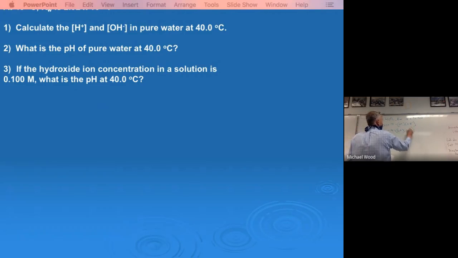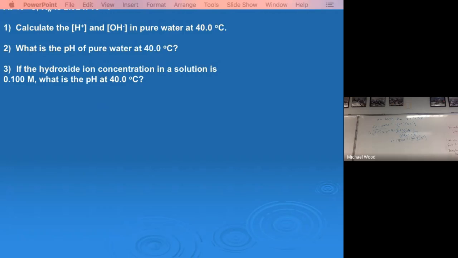Well, if it's a neutral solution, it's pure water, these two would be equal. So they're X times X, which is X squared. So what I'm going to do is I'm going to take the square root of that. If I take the square root of that, it gives me to 3 sig figs 1.71 times 10 to the negative 7. So this would be the H plus, because it's pure water, it doesn't have more of one than the other.